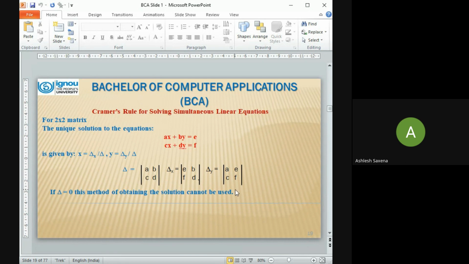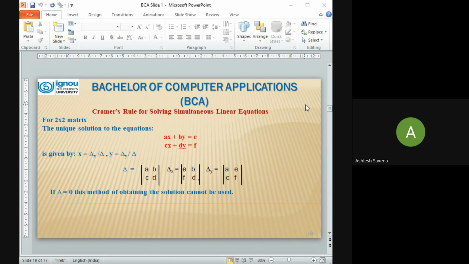Now the question arises, what is delta, what is delta x and what is delta y? Now see to it very carefully. For delta, pick all the elements as it is given to you in the problem. Right away we will be picking a, b and c, d. This is delta. For delta x, we will be replacing a, c by e, f. So it will become e, f and b, d. This is for x.